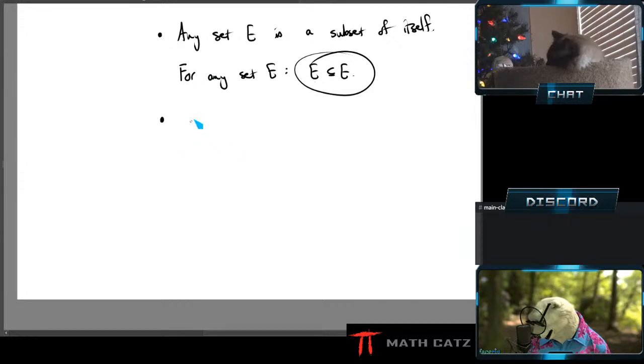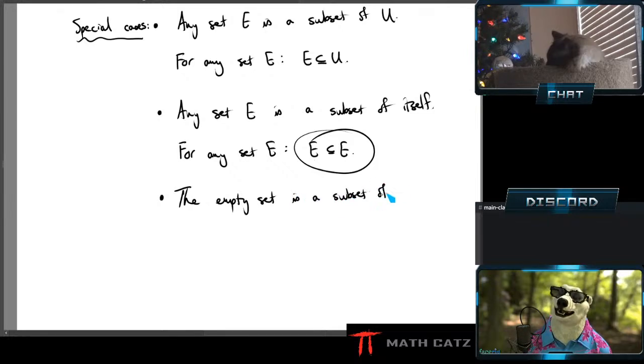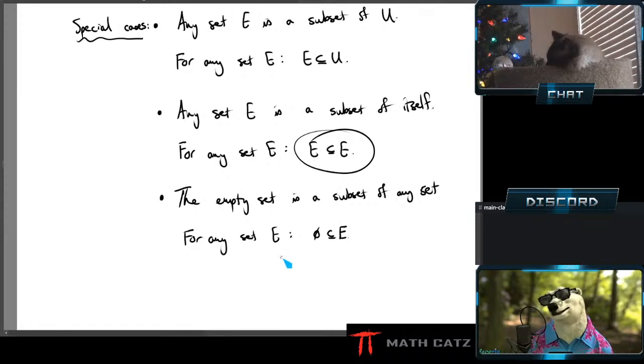Now we have the other special case. At the other extreme, I used the universal set. So I want to say something about the empty set as well. Say it like this. In words first, the empty set. This one's going to feel a little strange, perhaps. The empty set is a subset of any set. Formally, for any set E, the empty set is a subset of it.